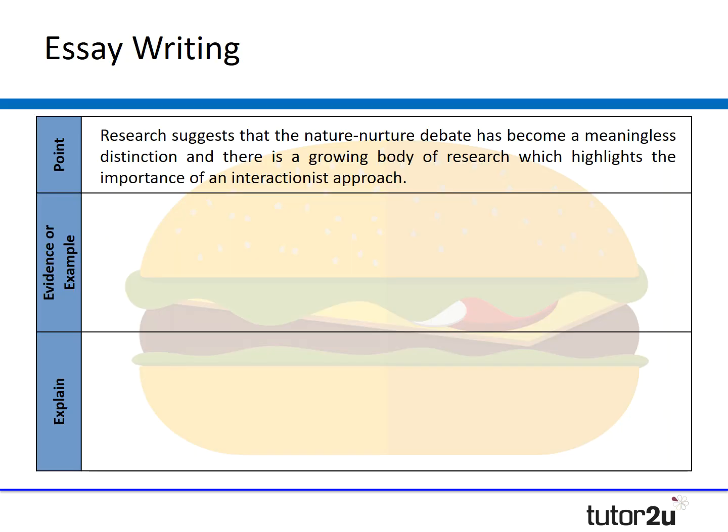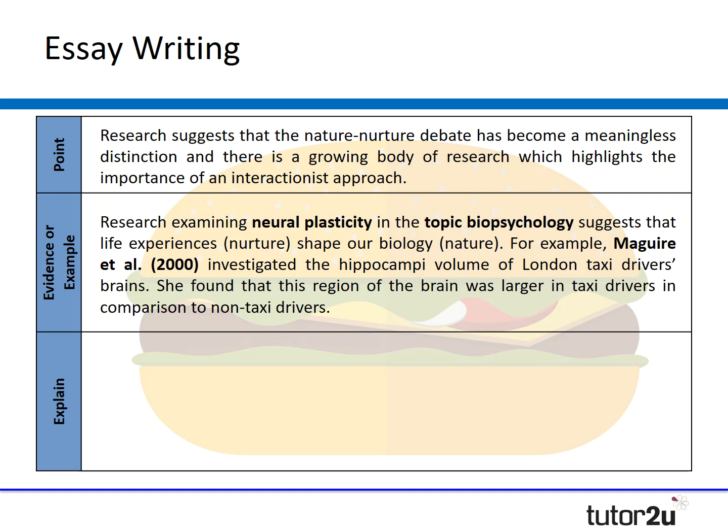Now, in terms of the first one, I might say research suggests that the nature-nurture debate has become a meaningless distinction, and there is a lot of evidence which highlights the importance of an interactionist approach. Okay. Research examining neural plasticity in the topic biopsychology. Now, I've put those in bold because I've just made it really, really obvious to the examiner that I'm drawing on one of my 2 topics here, okay?